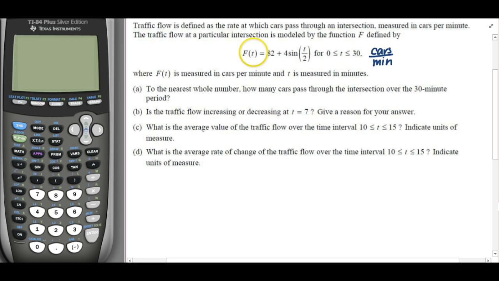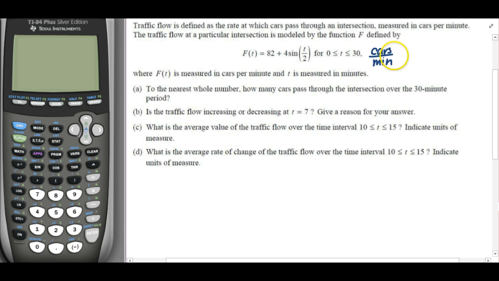So just substituting in something like 1 right here, f of 1. So I'd substitute a 1 into this t. So 82 plus 4 sine of 1/2 is a numerical value. That numerical value is in cars per minute. So it means that at exactly 1 minute, there are that number of cars per minute passing through that specific, particular intersection. So just substituting in values into this t will give me out units in cars per minute.